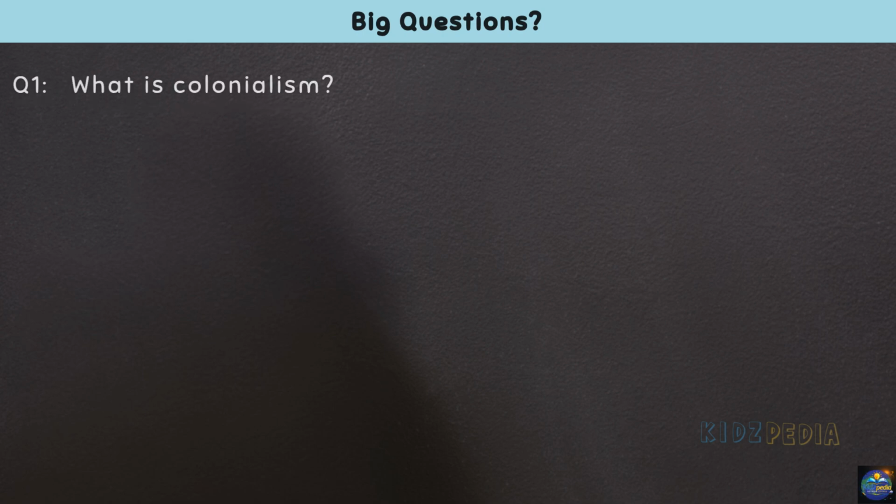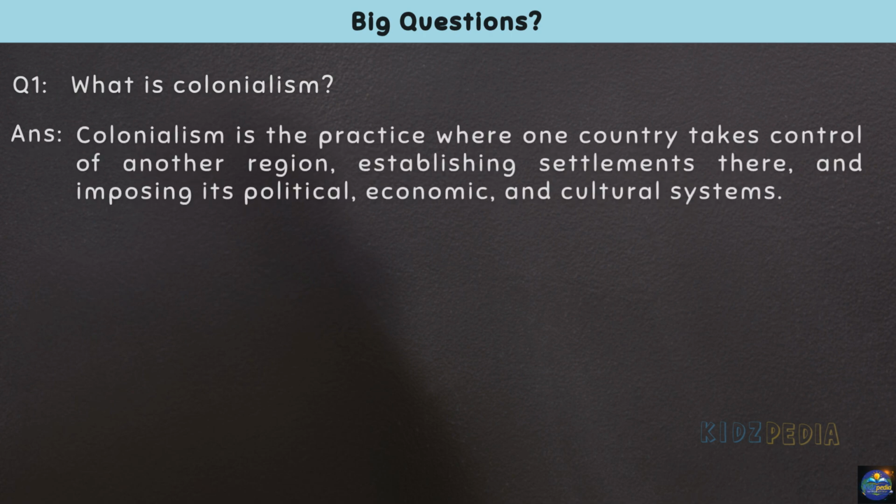What is colonialism? You can write the answer as colonialism is the practice where one country takes control of another region, establishing settlements there and imposing its political, economic and cultural systems.